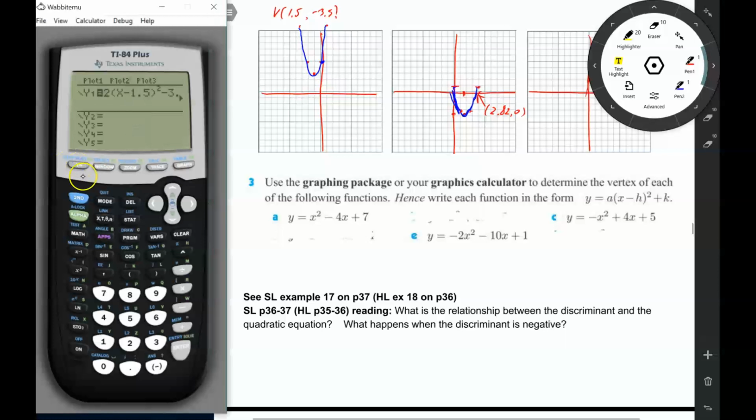So we're going to do y equals, clear that, and I'm going to just write exactly what they got there. x squared minus 4x plus 7. And I am going to graph it. And then I need to find the vertex. The vertex I can find by doing second calc min.